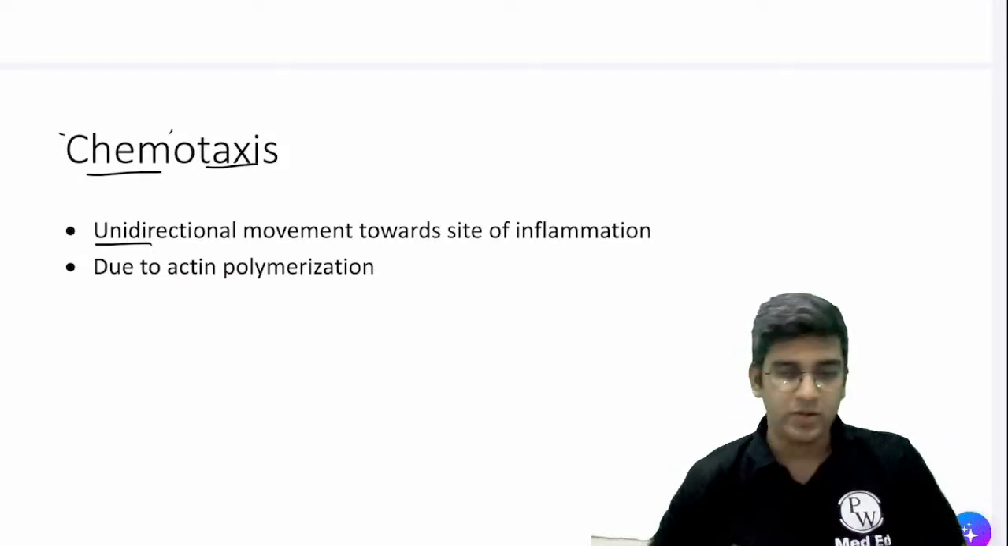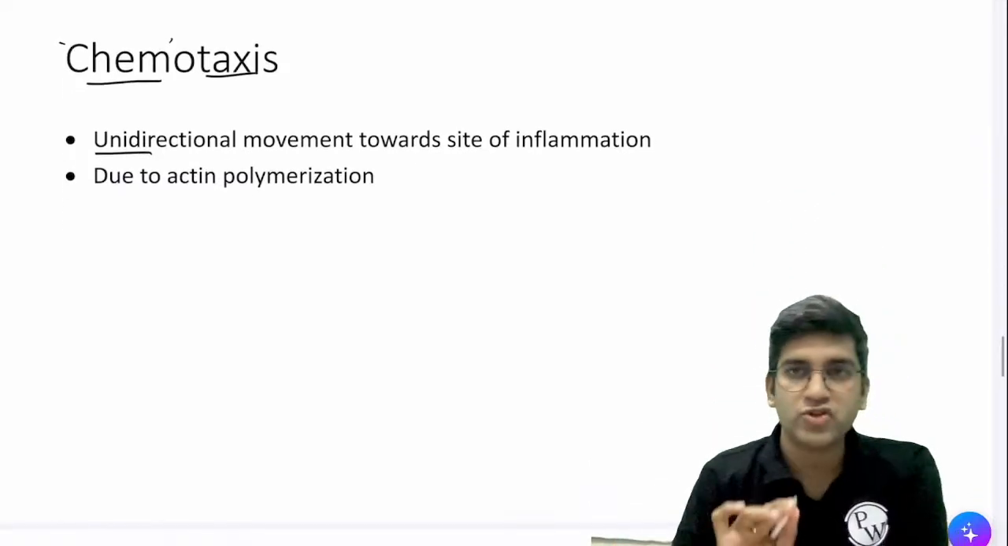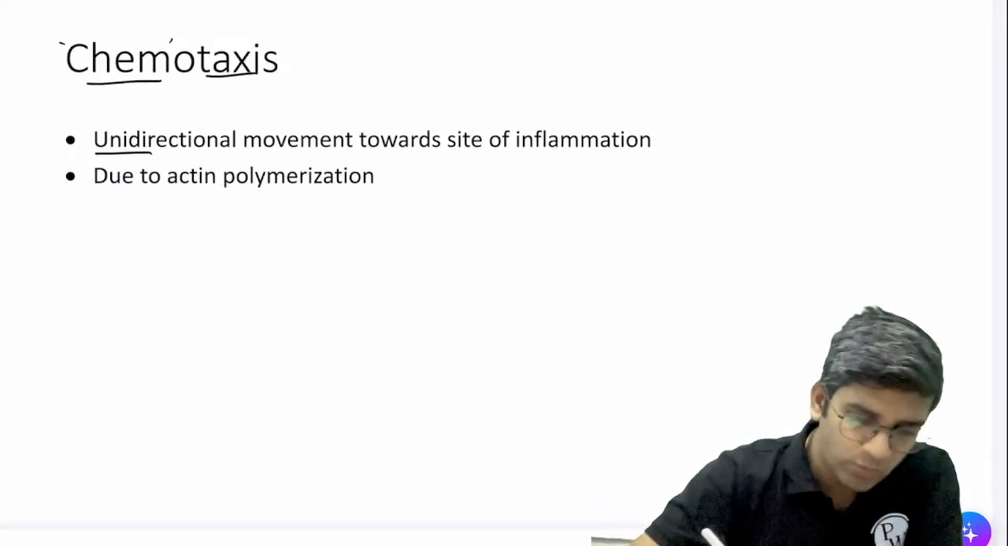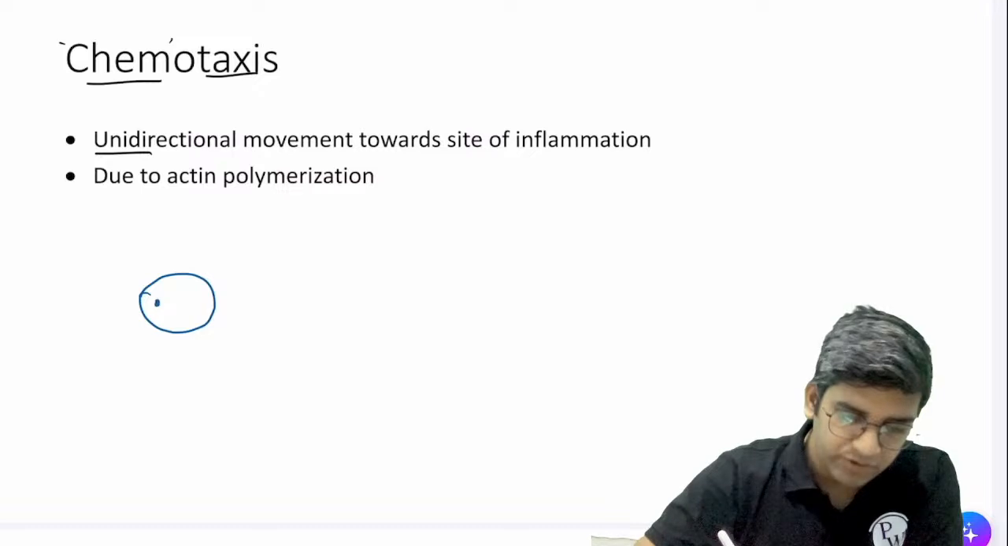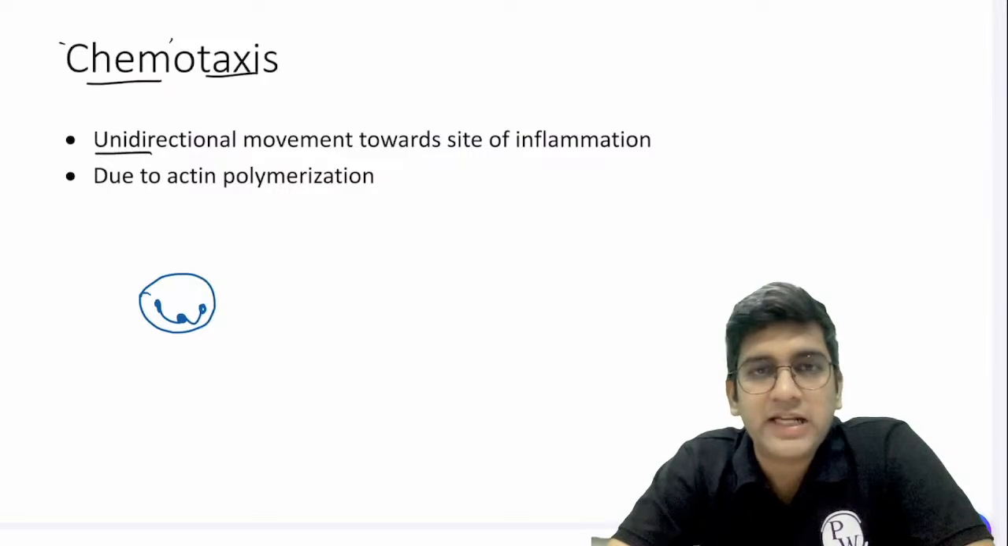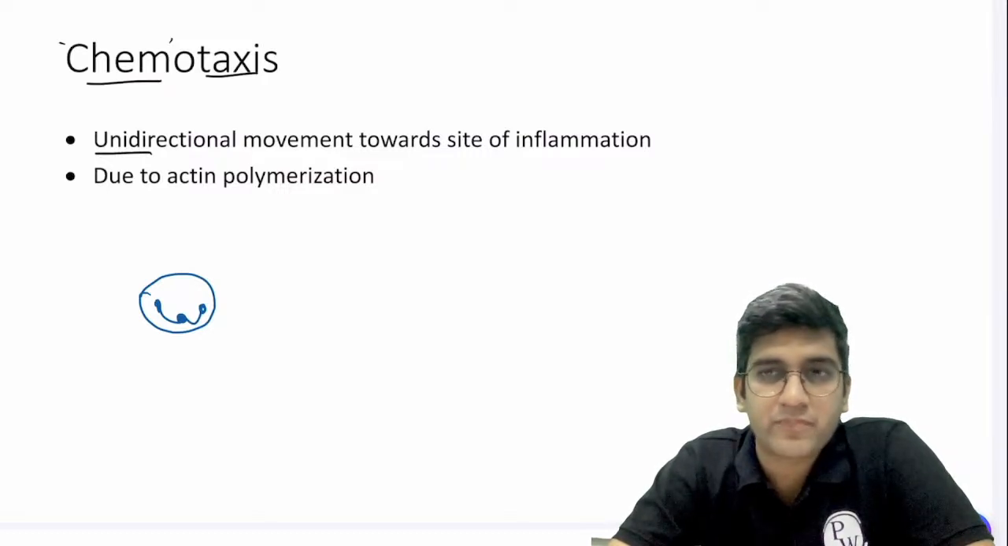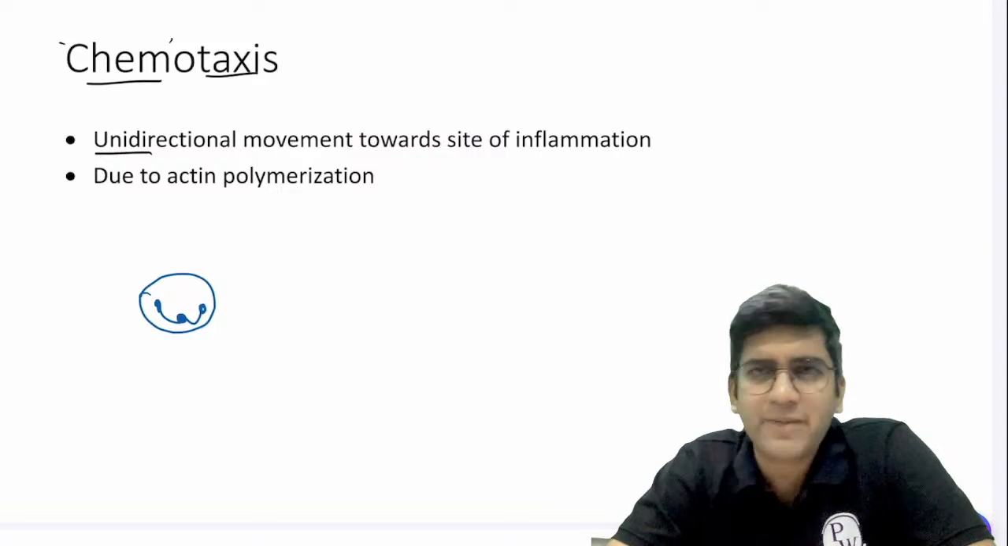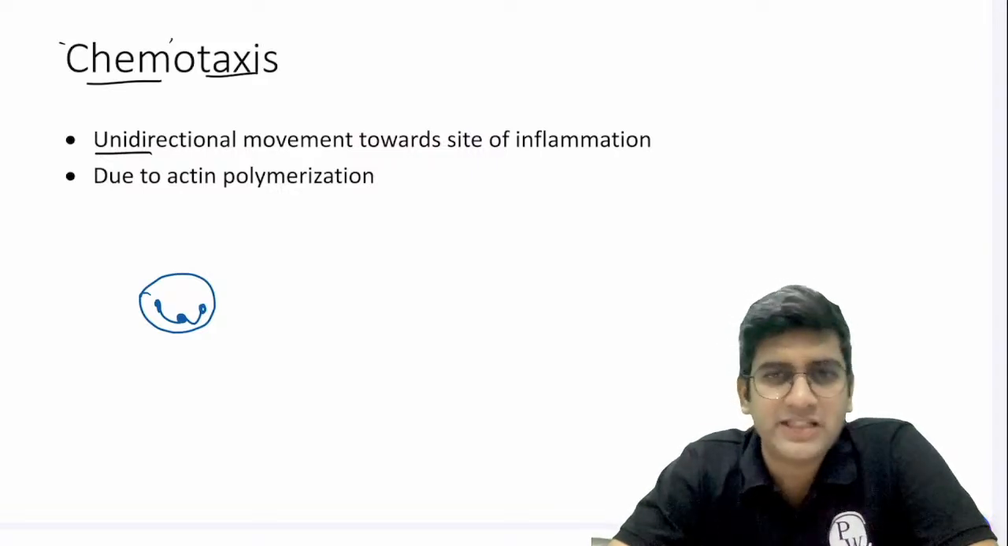Okay, got it. So now this happens due to a process called actin polymerization. We'll understand what actin polymerization means. Before that, we need some simple basic information about WBCs. Are WBCs epidermal derivative or mesenchymal derivative? They are mesenchymal derivative, right? So they are undoubtedly mesenchymal derivative.